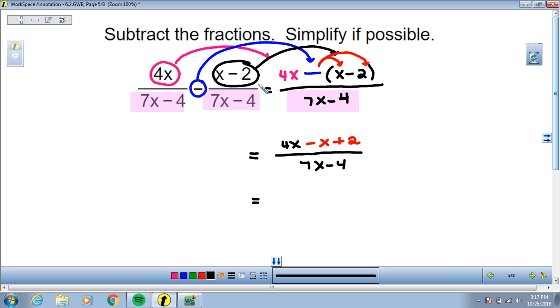Then we're going to combine like terms, right? As we can see, we can combine the terms 4x minus x, which is the same as 4x minus 1x, right? 4x minus 1x equals 3x, then plus 2 over my common denominator, which is 7x minus 4. Since we cannot factor the 3x plus 2 and we cannot factor the 7x minus 4 and they're not the same factors, this is my final answer.